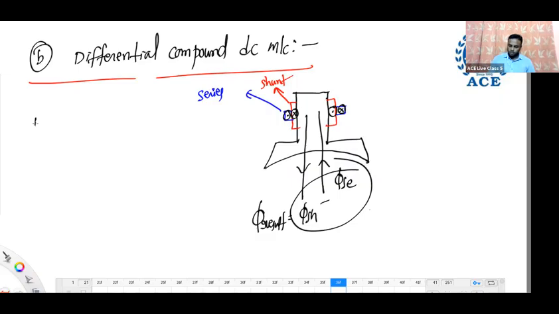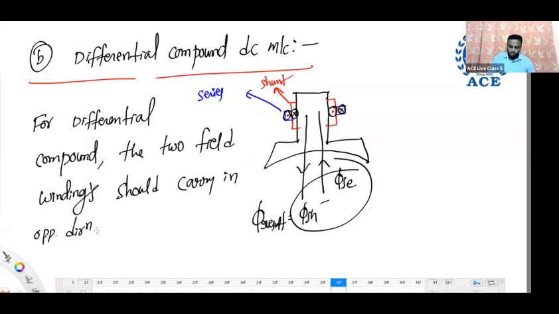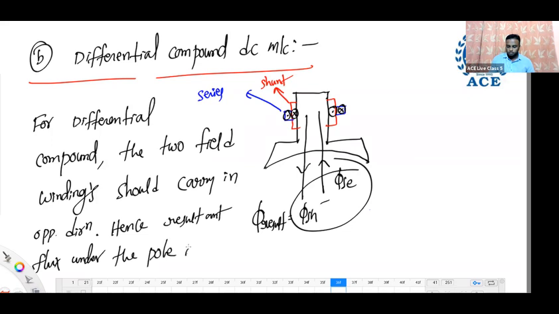Okay, write here. For differential compound, the two field windings should carry current in opposite directions. Hence, the resultant flux under the pole is subtractive.